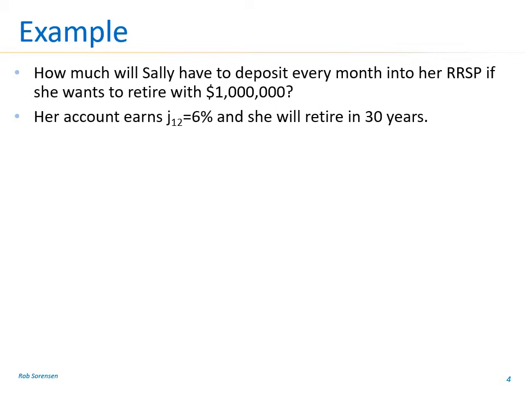Well, let's assume she can earn 6% in her account and she's going to retire in 30 years. The first question I have to deal with here is this $1 million, is that a present value or a future value? In this case, she wants to have it later on when she retires, so I'm going to make it a future value. That's pretty important to know because without that, I don't know which of the two formulas that we just talked about I should use. Little i was 0.005, n was 360, and we want to find the payment.